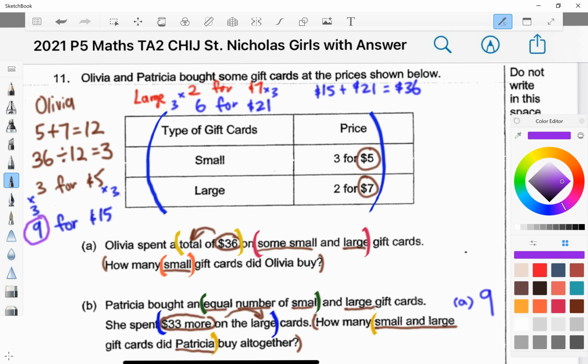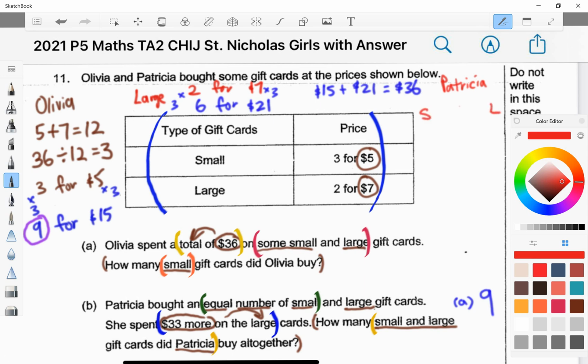Okay, let's move on to Patricia. So Patricia actually bought equal number of small and large. And how are we going to show that in our working? I will write Patricia. I will do her working on the right side of the space. So we have two kinds. We have the small and the large.